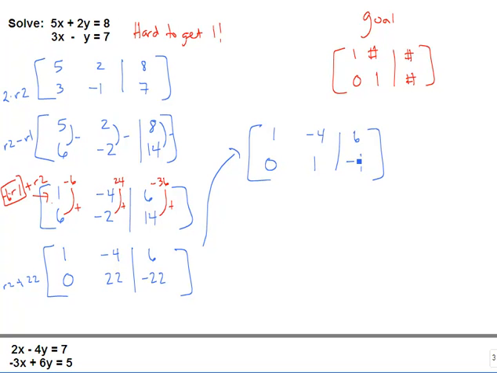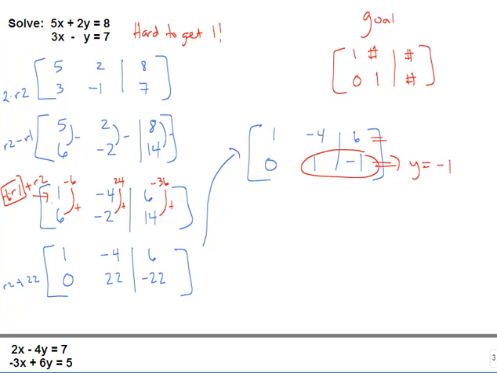If you're working on these problems and you're getting fractions, then your arithmetic is probably off. Almost always, once you divide, it should go in evenly into both of your numbers over here, which is the case in this problem. So we have our 2 1s along the diagonal, we have our 0 below, we are all set to get our solution. The bottom row tells us the value of y, so here y must be negative 1.